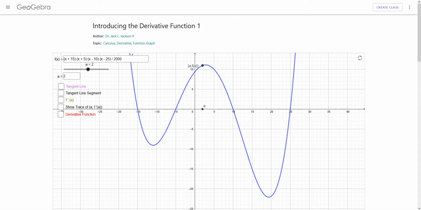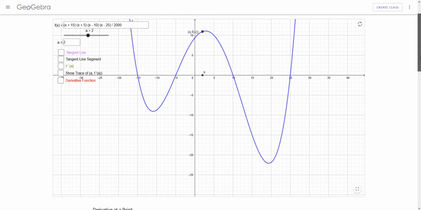In this video, we're going to be introducing the derivative function. And we're going to be doing it with the use of a GeoGebra app, a GeoGebra activity that I have freely available on the GeoGebra website. It's called Introducing the Derivative Function number 1.